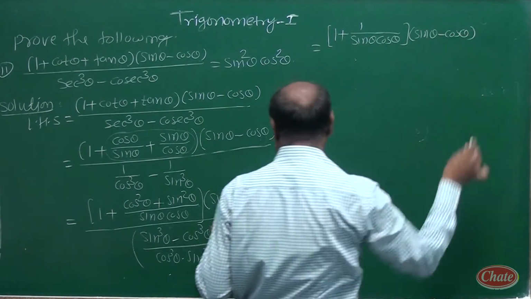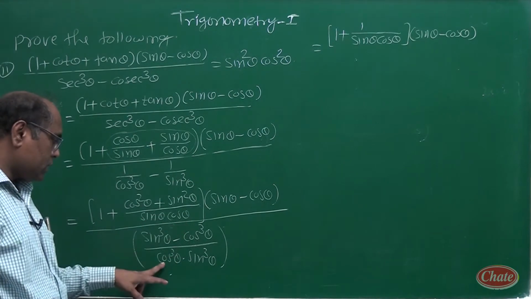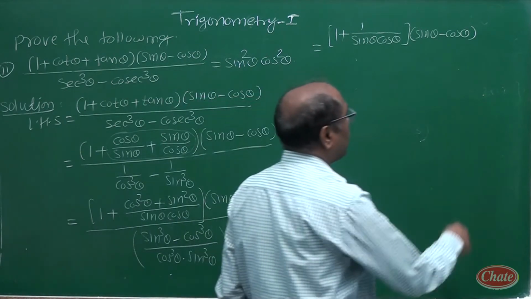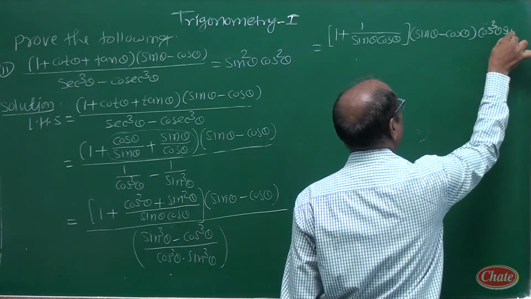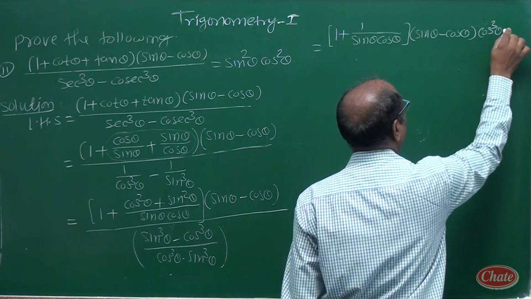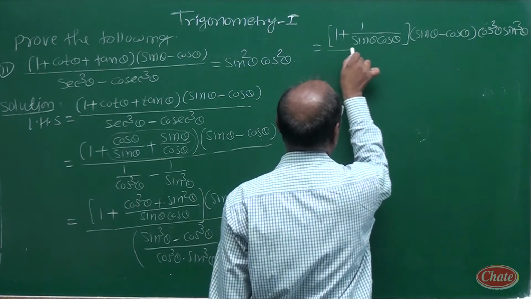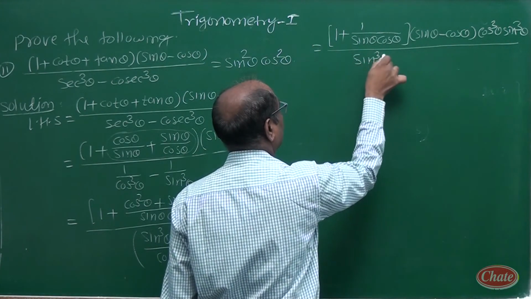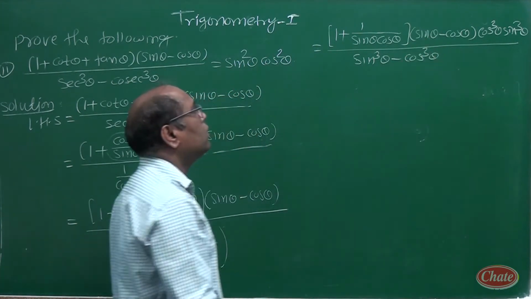Now here division is opposite to multiplication, therefore cos cube theta into sin cube theta goes in the numerator. So here we get cos cube theta into sin cube theta, whole divided by sin cube theta minus cos cube theta.